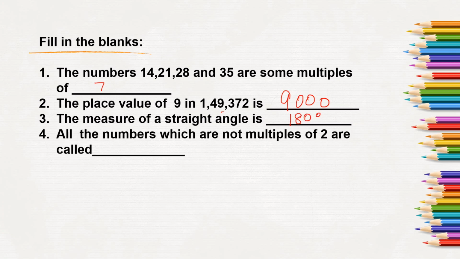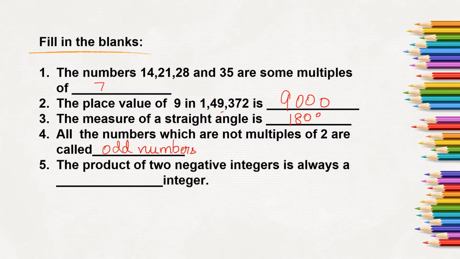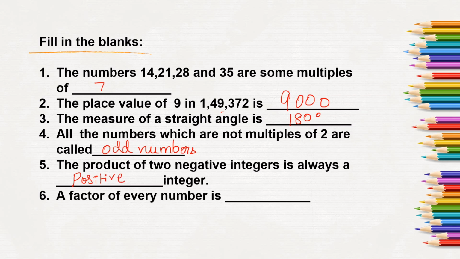All the numbers which are not multiples of 2 are called odd numbers. Odd numbers. Next, the product of 2 negative integers is always a positive integer, right? Next, a factor of every number is 1. 1 is a factor of every number.